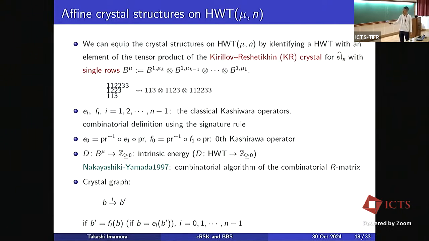And the affine crystal structure can be expressed by a certain graph called the crystal graph like this, where each vertex corresponds to an element of the crystal, and the action of the Kashiwara operators is expressed as a directed edge labeled i.